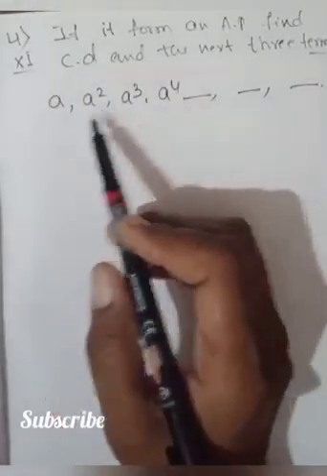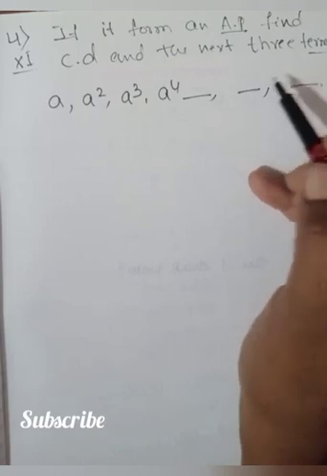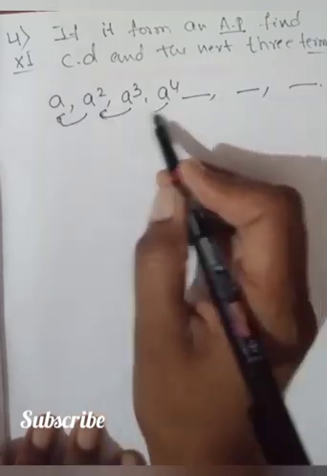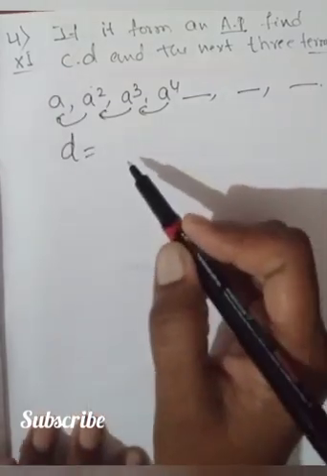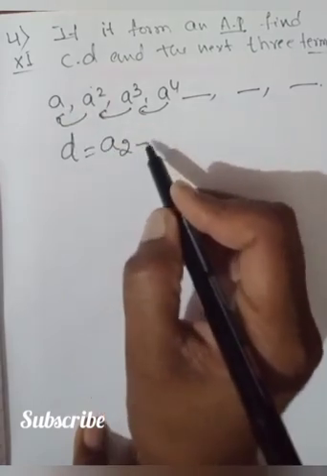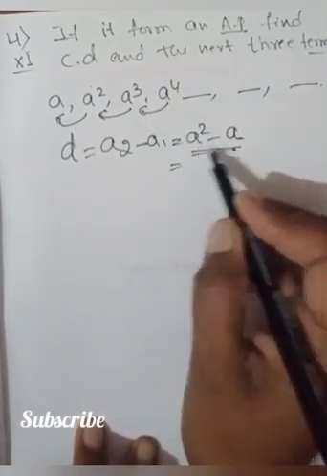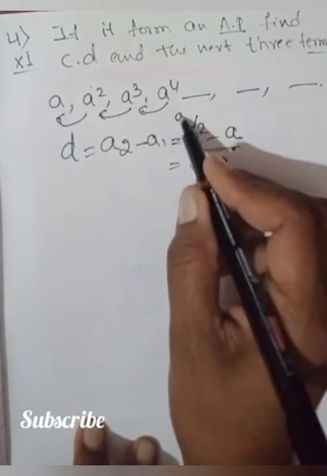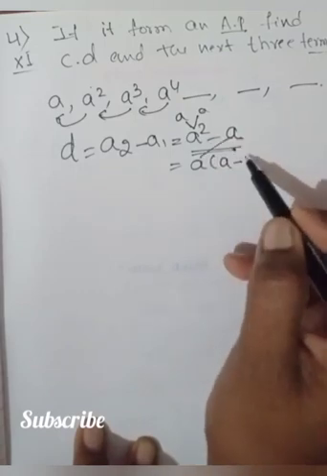Look at this one. If it forms the given series, it means the given series forms an AP. Find the common difference and the next three terms. For checking the AP, you are going to find the difference between the consecutive terms. If it is the same, then you call it an AP. For the first difference, the second term minus the first term, a2 minus a1, is a square minus a. We cannot subtract this directly, but we can simplify it this way. A square has two a's. If we take one a outside, then a minus, and nothing remains, means 1 you have to write.